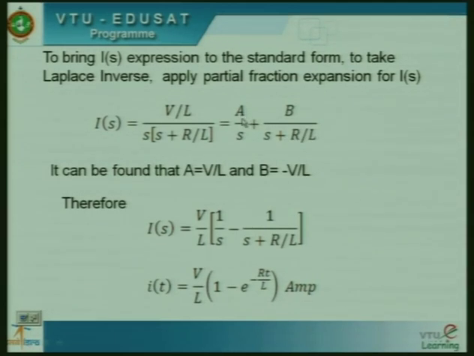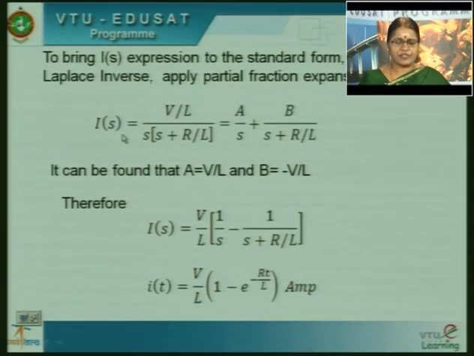If I evaluate the values of a and b, I can very easily find the Laplace inverse of these two terms. The Laplace inverse of a constant a by s, we know, is a into u of t. The Laplace inverse of b divided by s plus R by L is nothing but b e power minus R by L into t. So, we can find the Laplace inverse of I of s if we bring it to this form, a by s plus b divided by s plus R by L. So, I need to evaluate a and b. This a and b can be evaluated by applying partial fraction expansion.